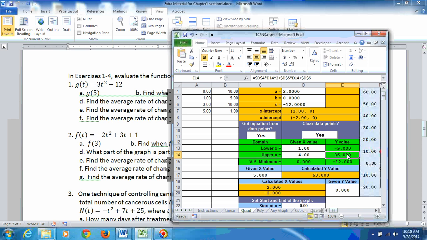Then to find the average rate of change, I have this area here ready to go, so I would just do equals, parentheses. Now subtract your y values, this y minus this y, close parentheses, divided by, open parentheses, this x minus this x, and there you go, 15. Now that's what the average rate of change is from 1 to 4 seconds.